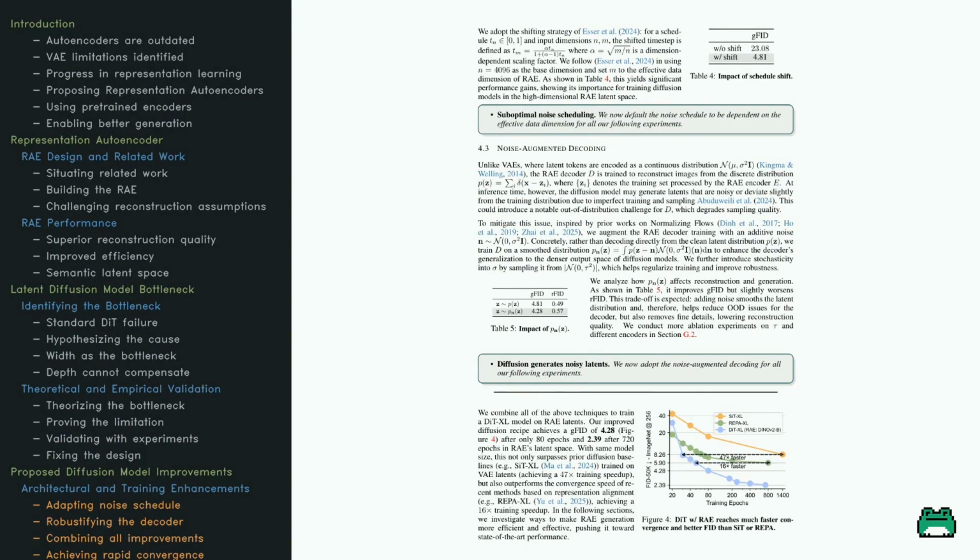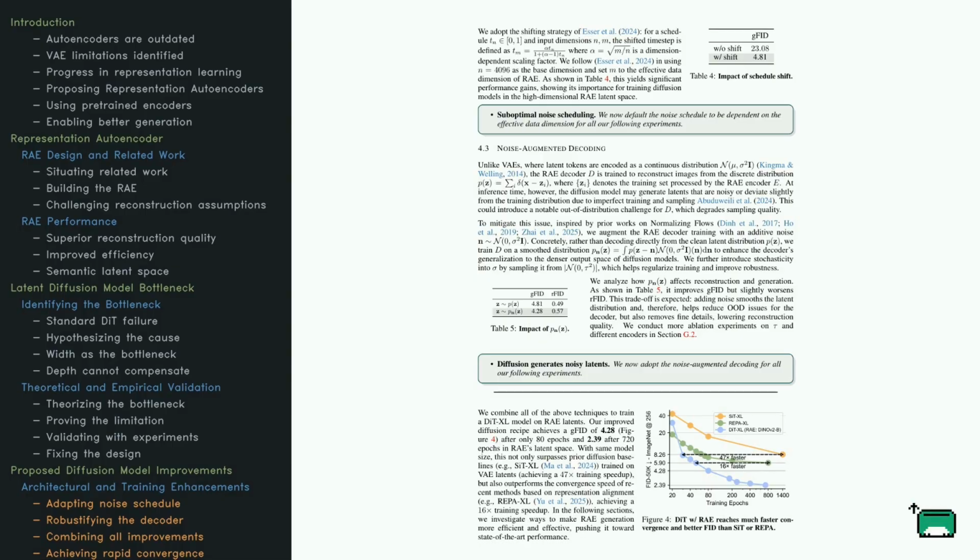Alright, so they've solved the biggest architectural problem. But they're not done yet. They fine-tune their recipe by fixing two more subtle issues. First is the noise schedule. Think of this as the recipe for how you gradually add noise to an image during training. The old recipes were designed for low-dimensional VAE latents. The authors realized that for their new, high-dimensional RAE space, this recipe is all wrong. As you can see in Table 4, when they switch to a new, dimension-aware noise schedule, the FID score drops from a mediocre 23 down to a very respectable 4.81. It's a huge, easy win.